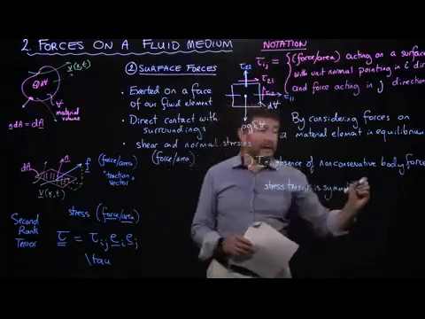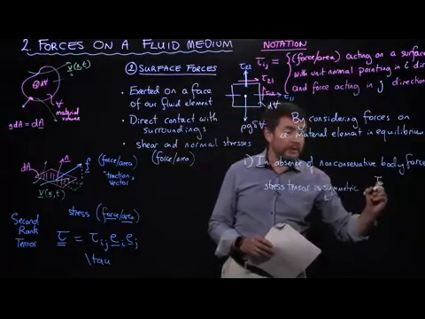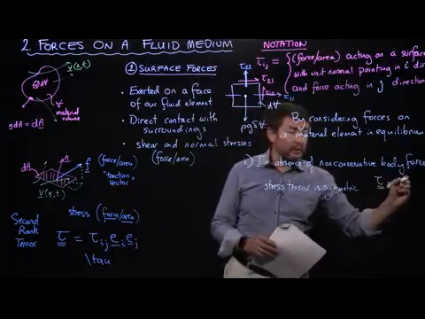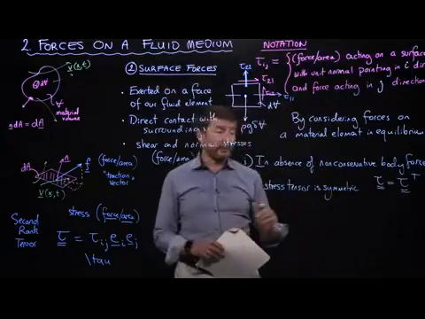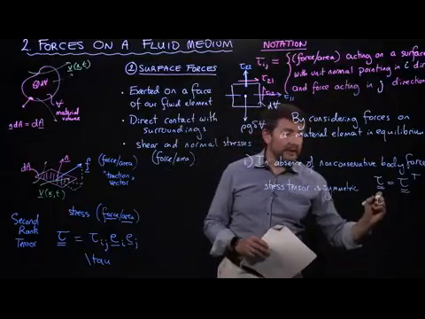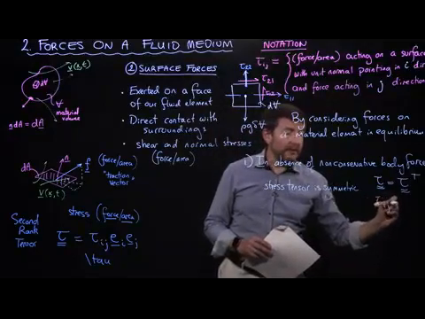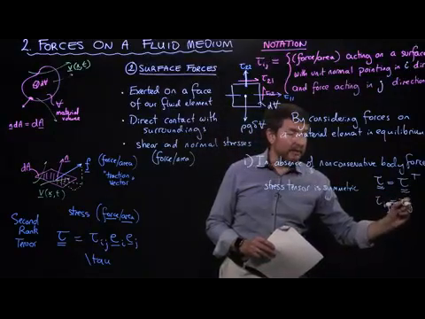And if we want to write that, we can write that in two different ways. We can say that tau is equal to its transpose. That's in Gibbs notation. If we want to write it in its component form, we would say that tau ij is equal to tau ji.